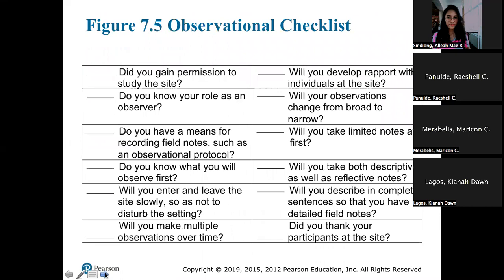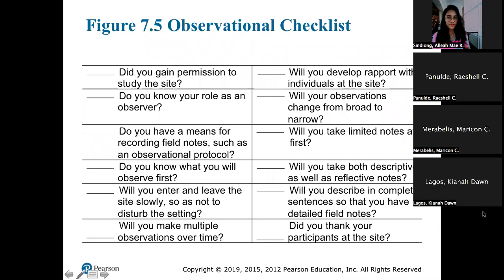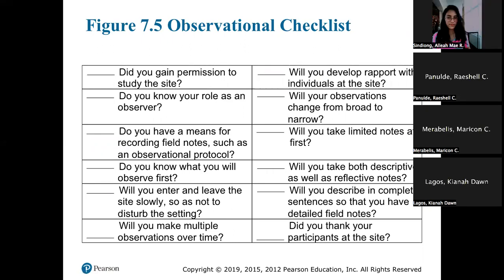Okay. So figure 7.5 is what we call an observational checklist. You can find two columns in figure 7.5. Could you read that one? Maricon Mirabeles. Maricon, read that one by column.